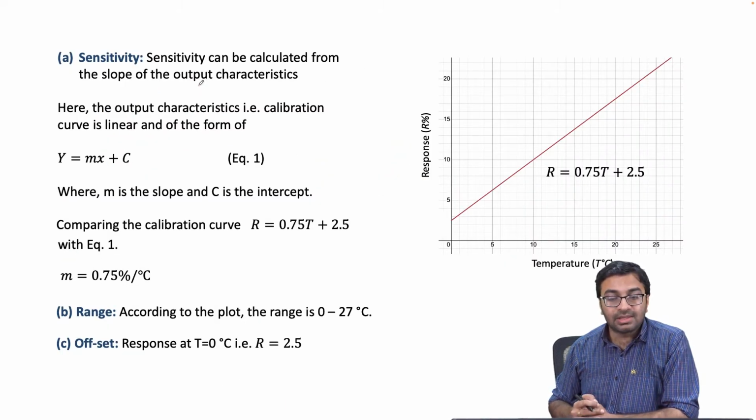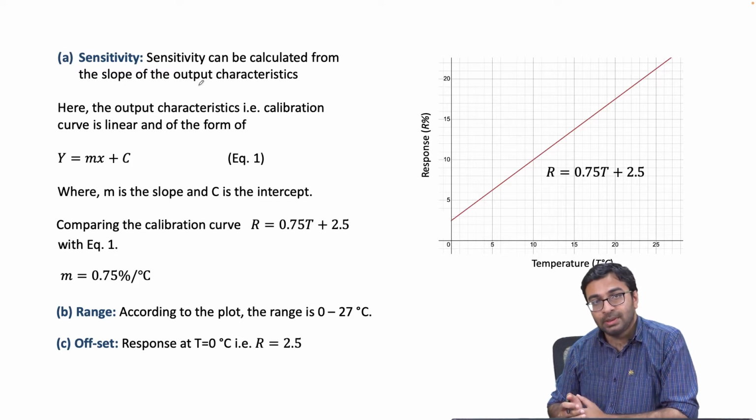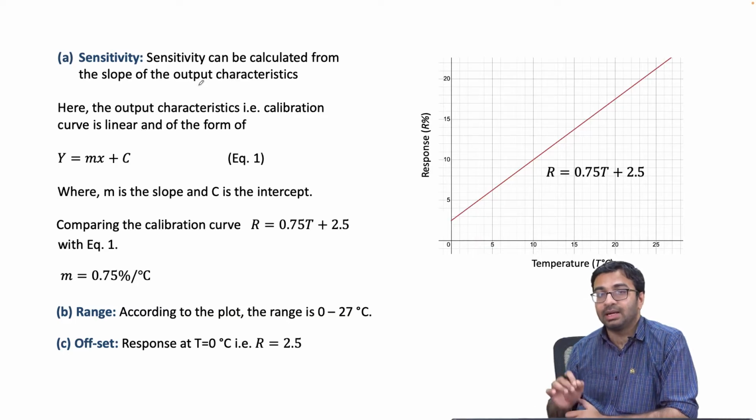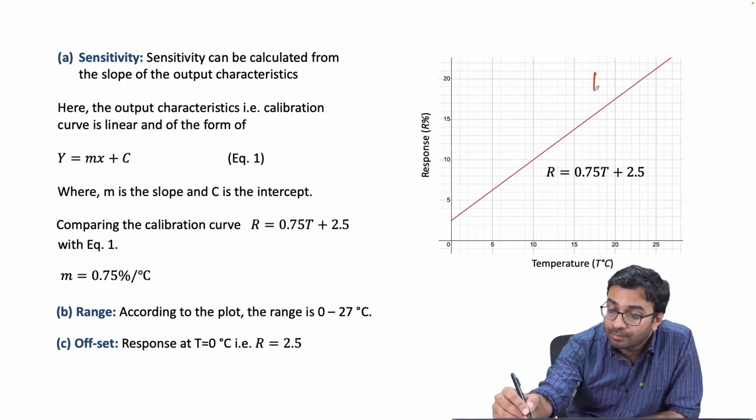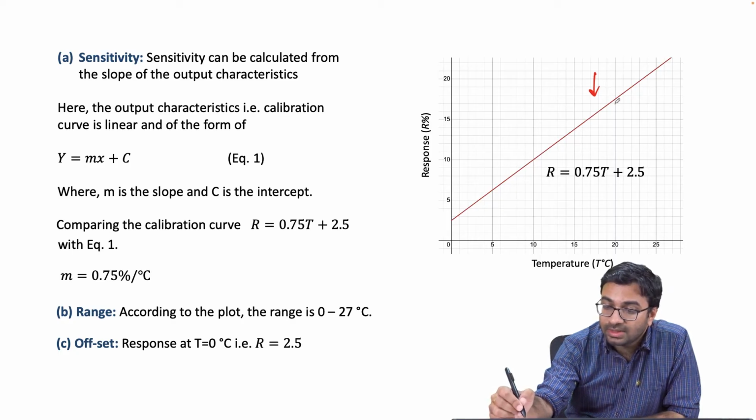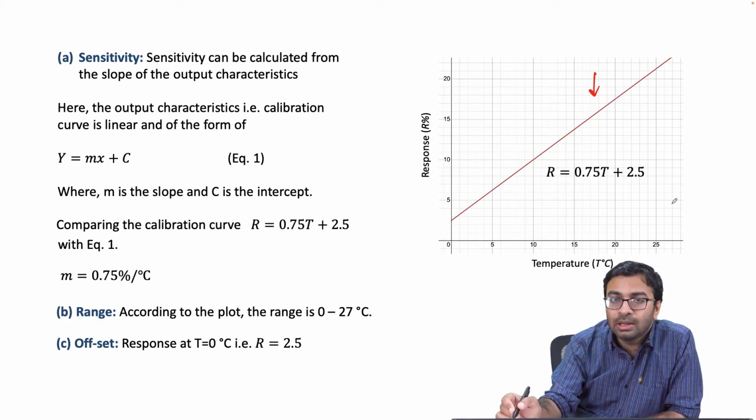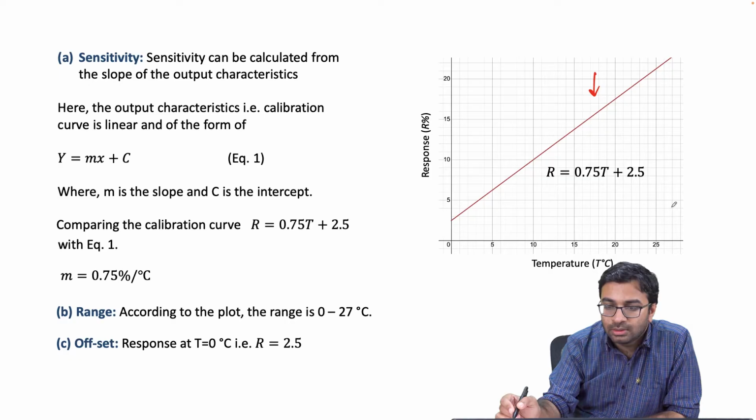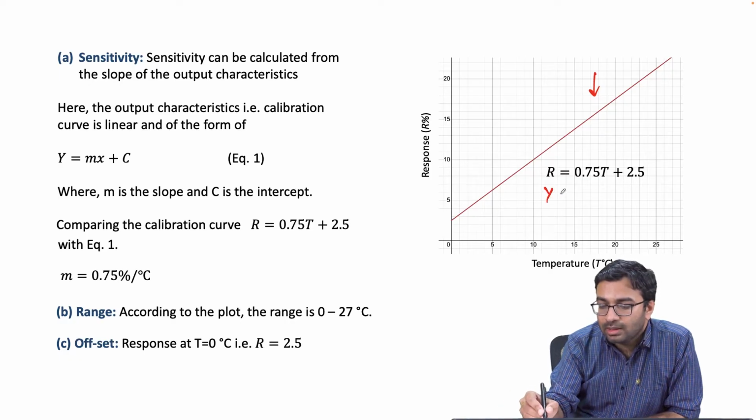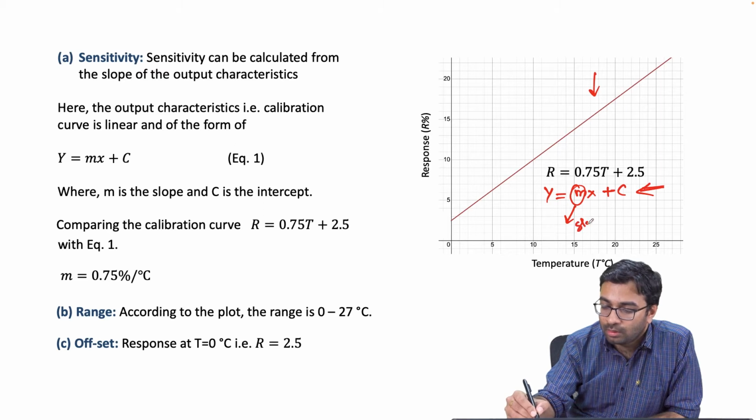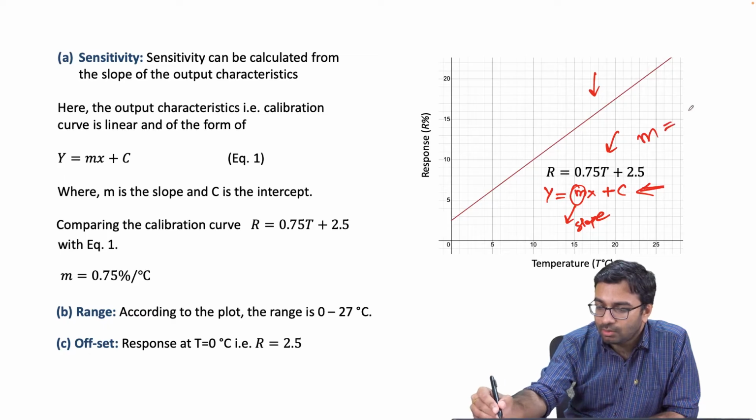Now we know that the sensitivity of a sensor can be calculated from the slope of the calibration curve at that particular point. In this case, as your response is linear, the slope of this calibration curve is constant throughout the operating range. The response follows the y equal to mx plus c equation, an equation of a straight line where m is the slope. If you compare this with the response equation, your m is equal to 0.75.